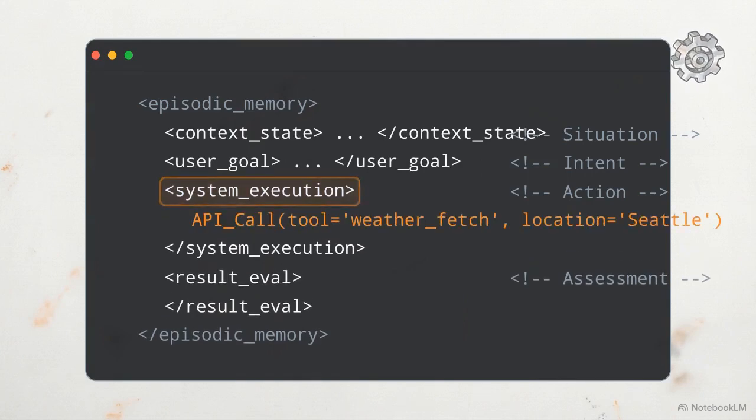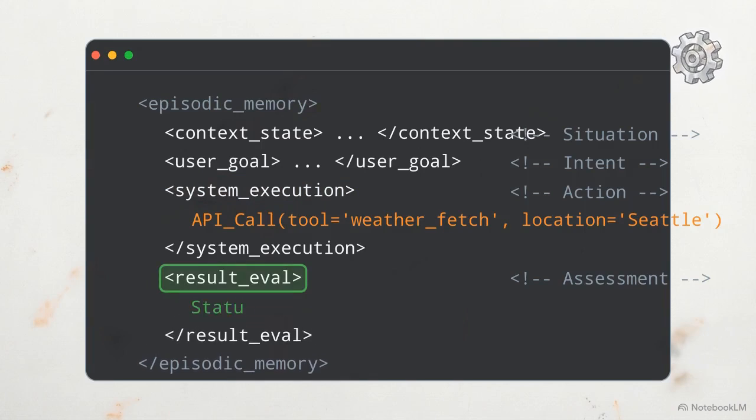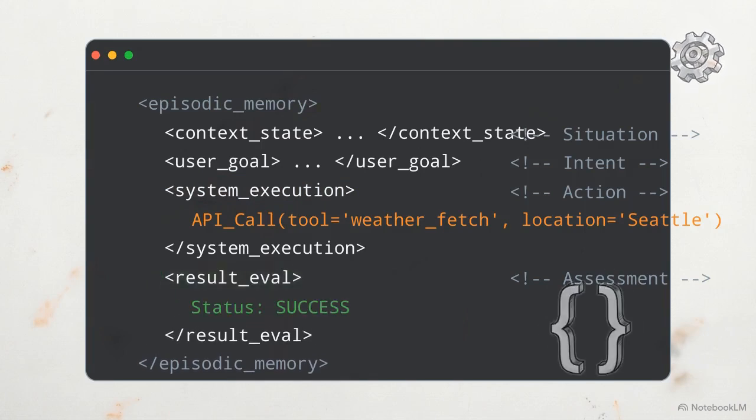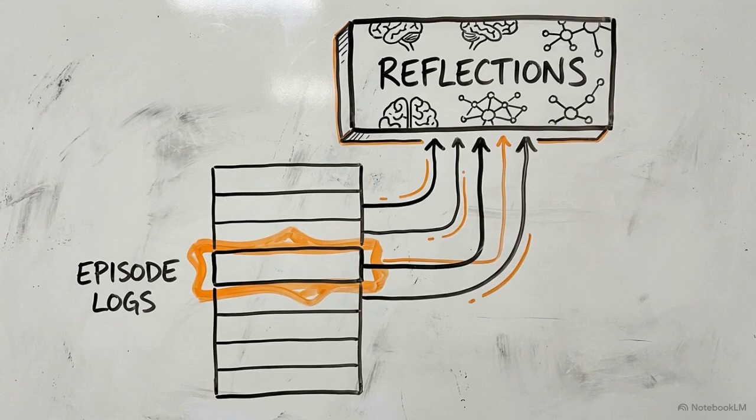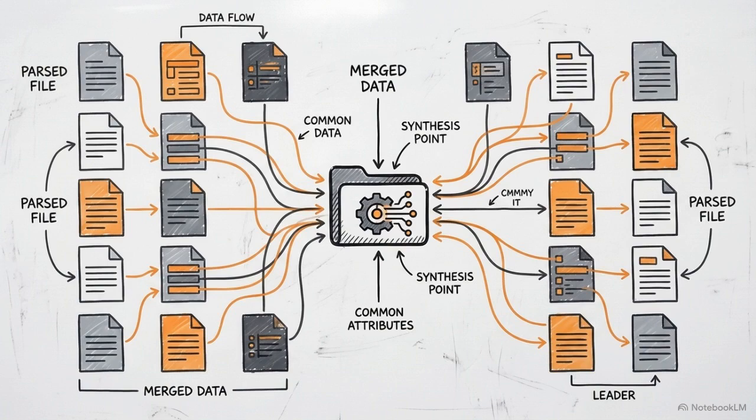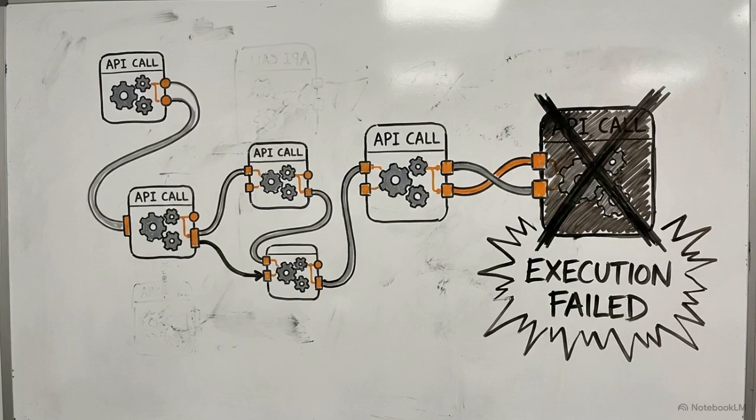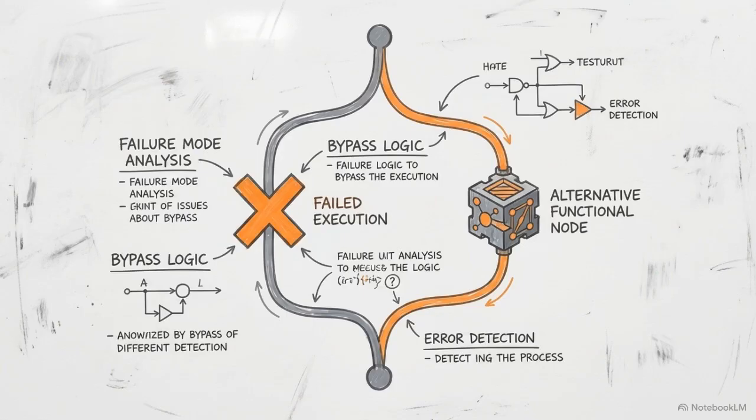The action tag logs the exact internal tools and arguments deployed. Next, the assessment tag evaluates the result, committing a success or failure state to the memory record. Over time, AgentCore runs an analytical metalayer across these stored XML episodes, known as reflections. Reflections synthesize data across dozens of stored episodes. They identify which specific tool combinations consistently yield positive outcomes and map out failure modes that the agent should avoid.